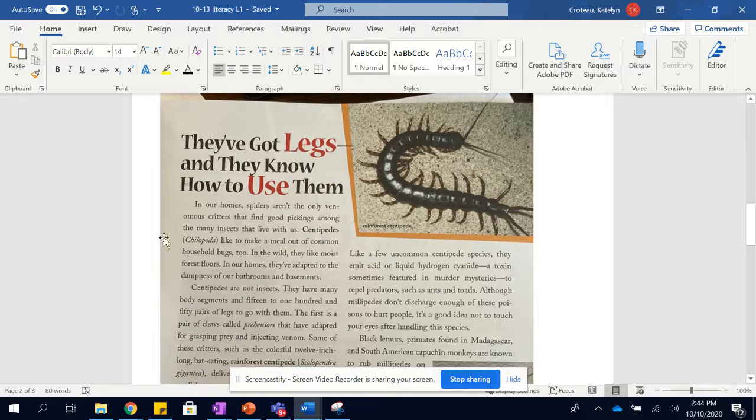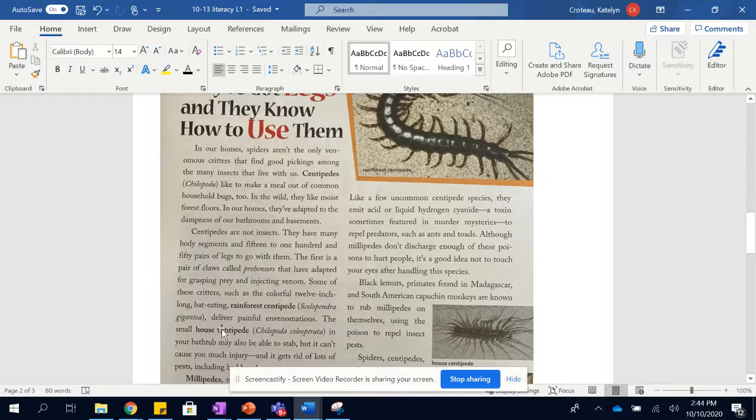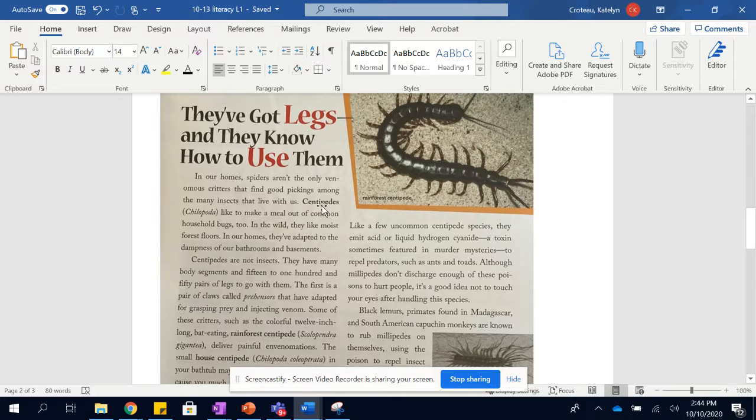Okay. Centipedes, Chilopoda, that is just the scientific species name essentially there, okay? So these things in parentheses throughout are just the scientific name associated with that particular bug, okay? So centipedes, Chilopoda, right, like to make a meal out of common household bugs too.